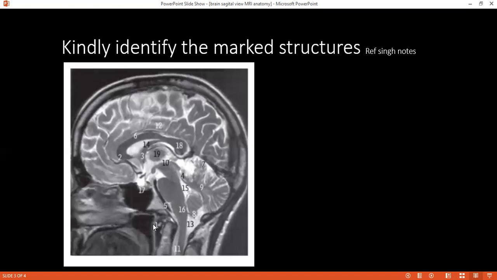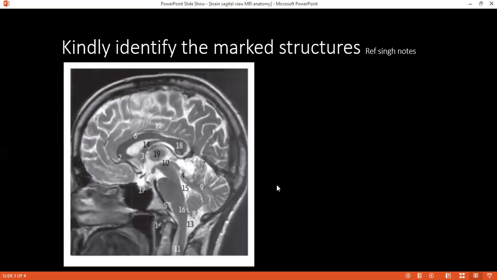Right. What is 1 over here? Anterior arch of Atlas. Very good. 11. Spinal cord. Yes. Okay. And 9. Cerebellum. Yes. And 16? It's a medulla. Yes. Right.